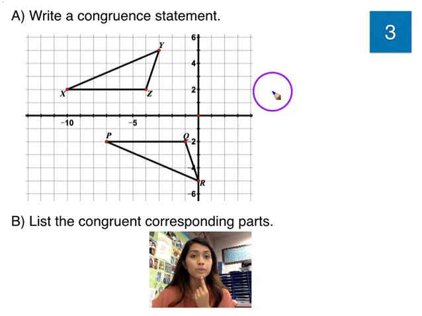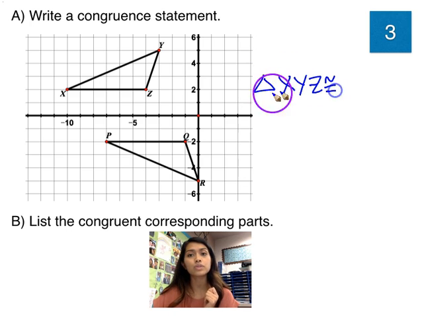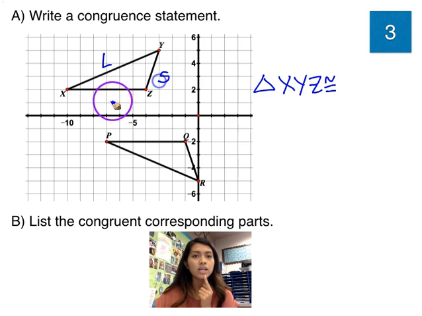It says write a congruent statement. So here, I'm just going to go ahead and pick a random point to start at. So I'm going to say X, Y, Z. Got it. X, Y, Z is congruent to, well, let's see, I chose the longest side, and then it was the short side, and then it was the medium, because I went in that order.